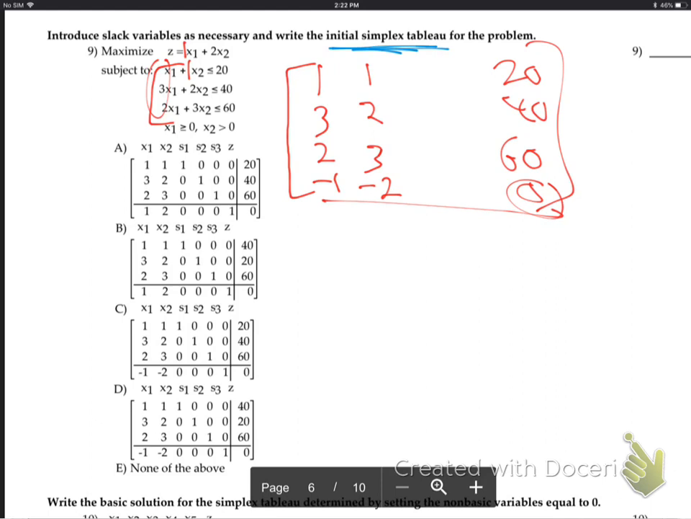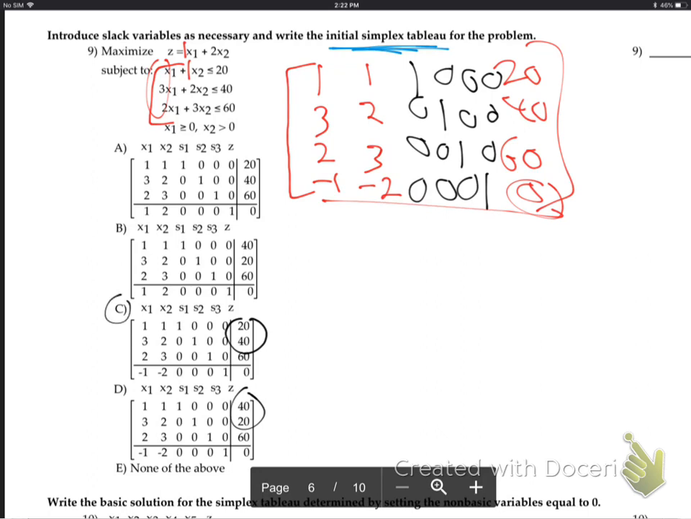And then fill in the gap, diagonal 1s, like that. 0s everywhere else. Which one of those is right? See, what's the difference between C and D? They look awfully similar to me. Oh, the 40 and 20 are switched? That's tricky. All right, C it is.